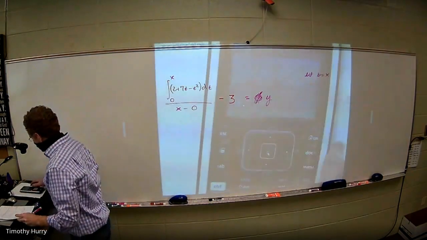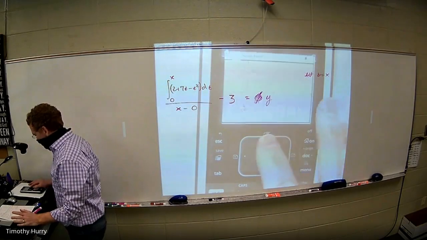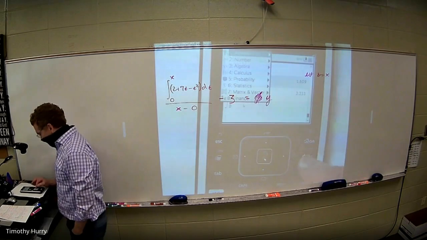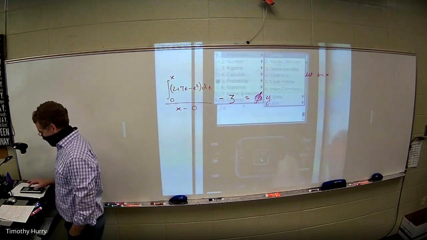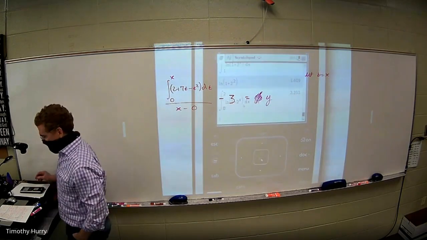How do you clear all stored variables? If you want to clear everything you've stored, go to the scratch pad and go Menu, Actions, Clear A to Z. Yep. And I would have to look at the 84 to figure out how to do that.